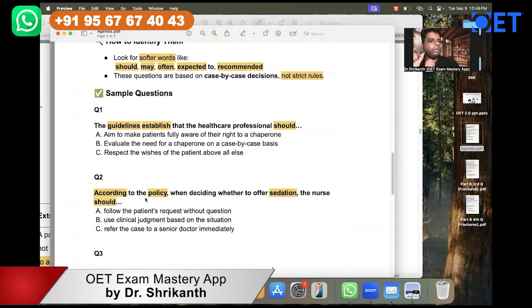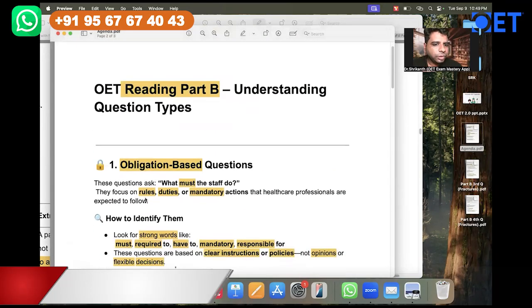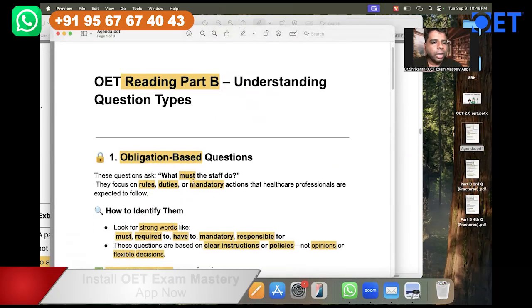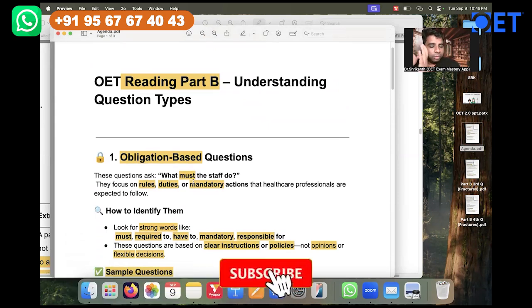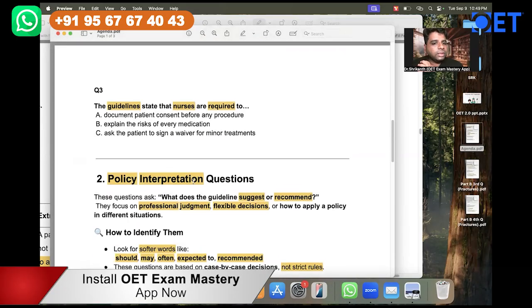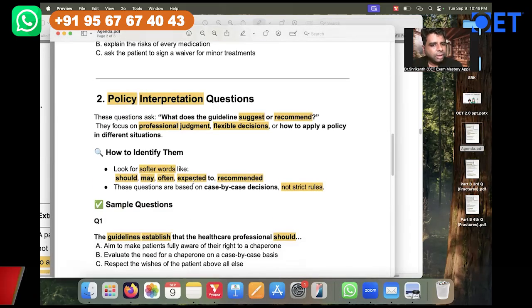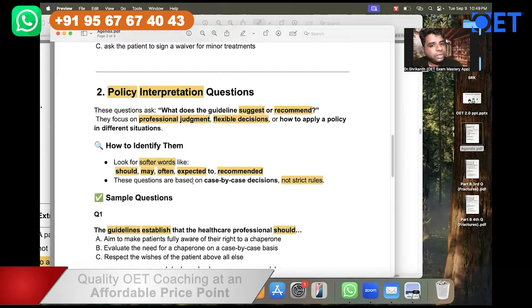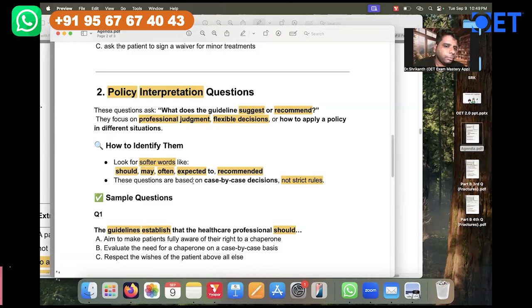So once you have identified, if it is an obligation based question, what you have to do is go and read the "must" and all the compulsions mentioned over there. Now, if it is a policy interpretation type question, what is expected of them from the healthcare professional? Right. So if you have a small idea regarding this, it becomes much easier for you to pinpoint the correct answer.